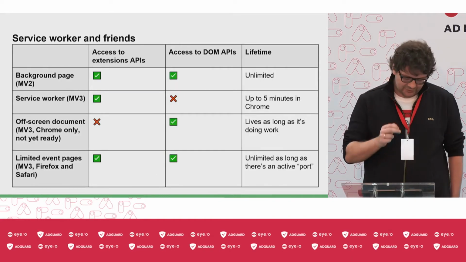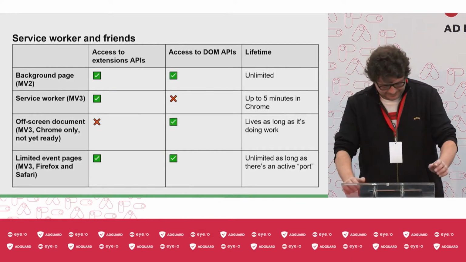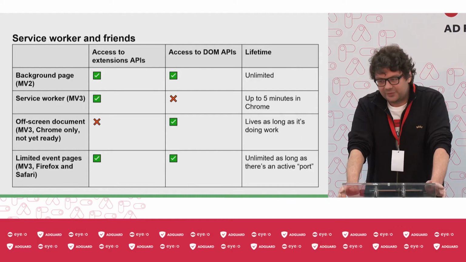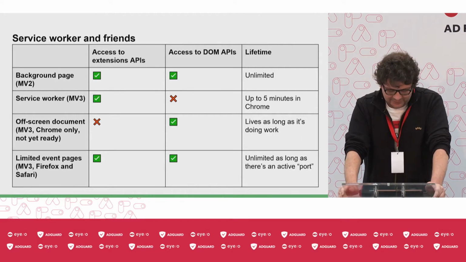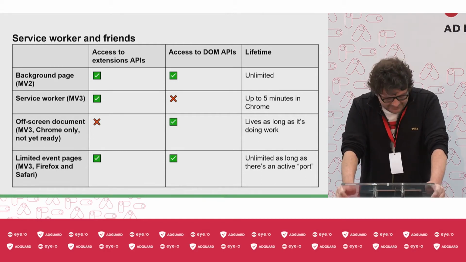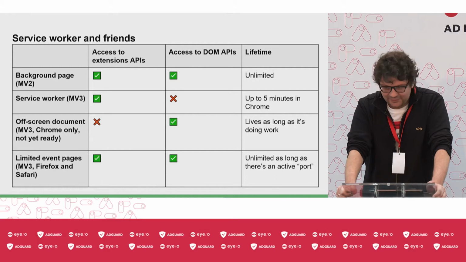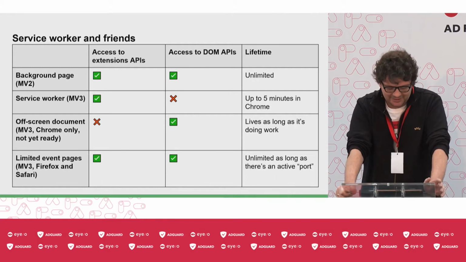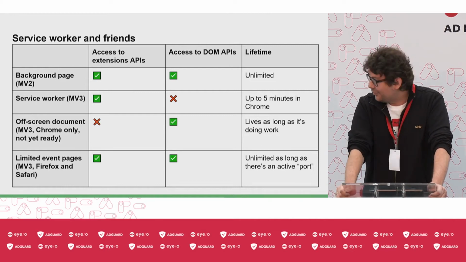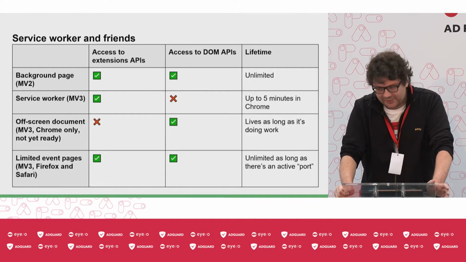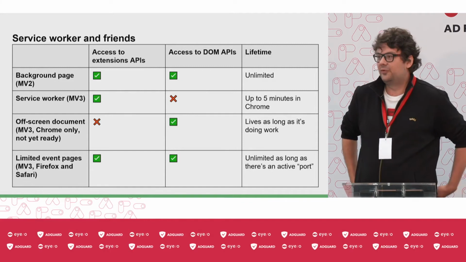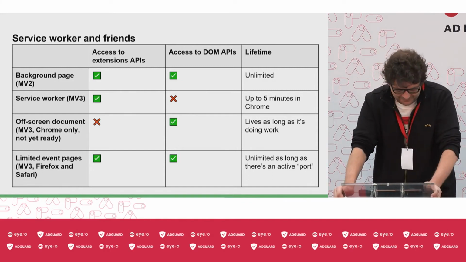And finally, service worker and friends. When Manifest V3 was announced, what we feared most was declarative net request. So everyone was so concerned about it. But in reality, it appears that the real main source of pain for every developer was actually this move to service workers. And I honestly suspect that declarative net request is just a consequence of this move, and well, that's all.